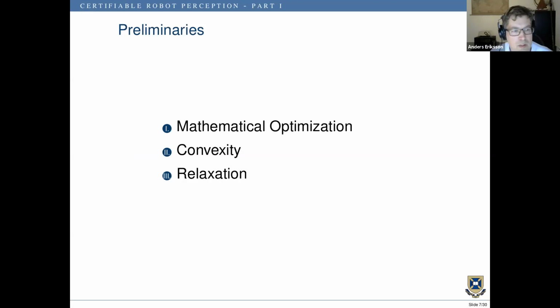But before we get going, I thought I'd start a bit easy by quickly going through the necessary basics, just so we're on the same page. It's early for you guys, perhaps, and it's late for me. So I'm just quickly going to go over these three. Mathematical optimization, what is it, and how do we define it? Then talk a little bit about convexity. It's a very, very important concept in optimization. And lastly, I'm going to introduce the concept of relaxation.